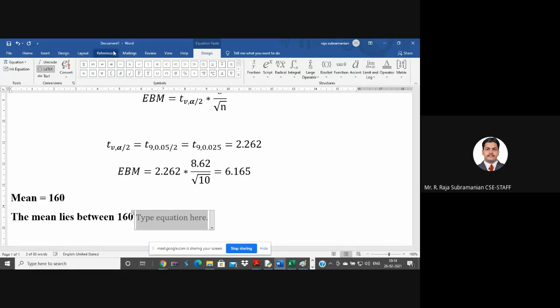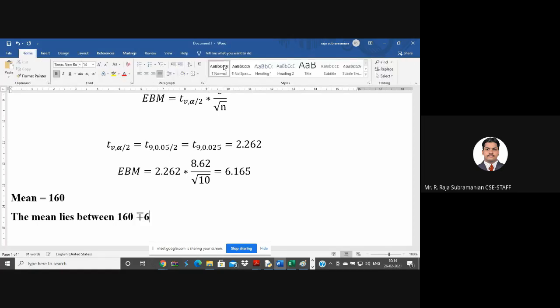I'm searching for plus or minus. Where would it be? Yes, it is here. 160 plus or minus 6.165. So this is the value. Either it will lie at 160 minus 6.165 or it will lie at 160 plus 6.165.